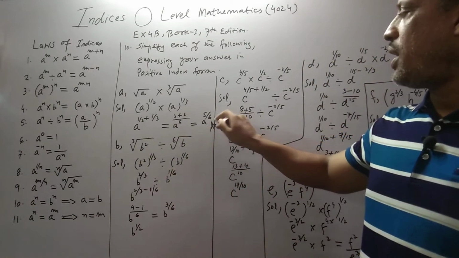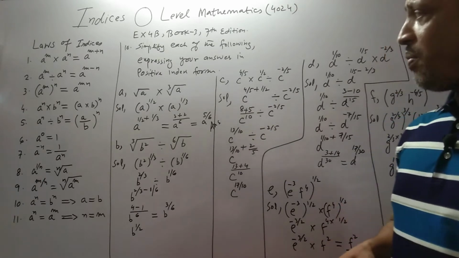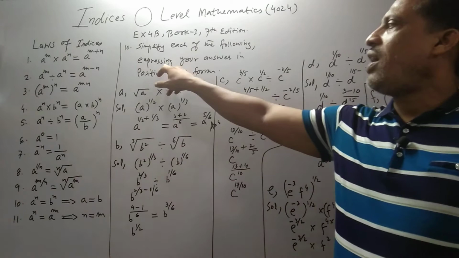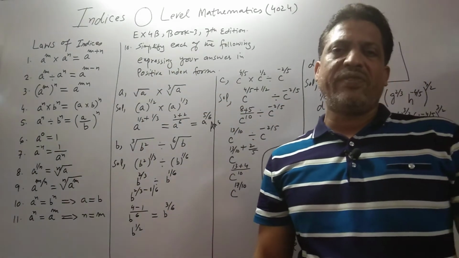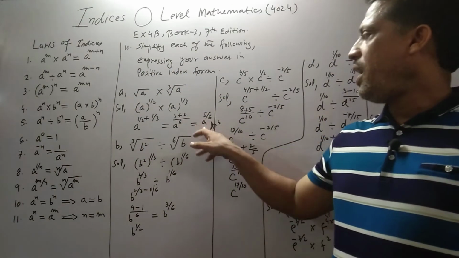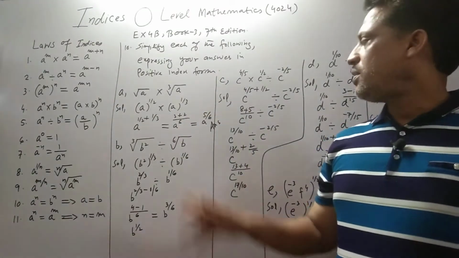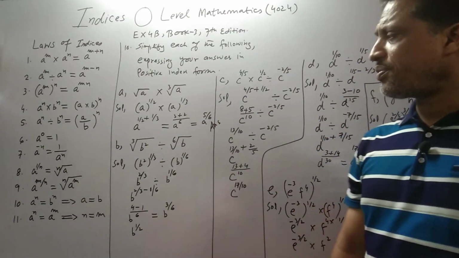This is your answer. And the requirement has been fulfilled. Yes, fulfilled, because the requirement is to give the answer in positive index form. See this, A to the power 5 upon 6. 5 upon 6 is positive. Therefore, this is our answer.